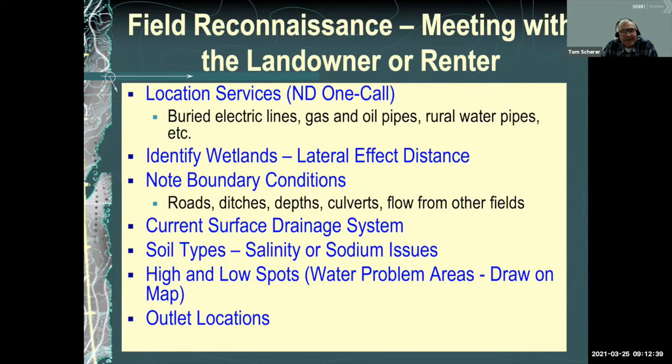Identify wetlands. If there are identified wetlands and then you're in the farm program, the NRCS would have to calculate a lateral effect distance, how far you'd have to stay away from them. And then just note basic boundary conditions, roads, culverts, so forth, current surface drainage system, soil types, we already went over that, whether there may be salinity or sodium issues, where the high and low spots are. And then the big important one is, where's that water going to go if you drain the field? Usually it's going to go the same place that the surface runoff goes, but this becomes a very, very important part of drainage layout and design.